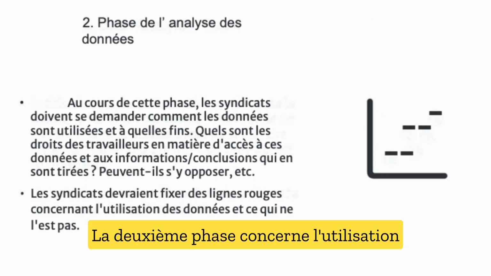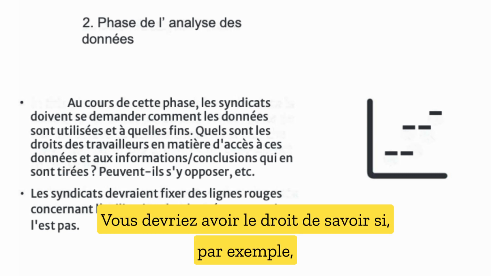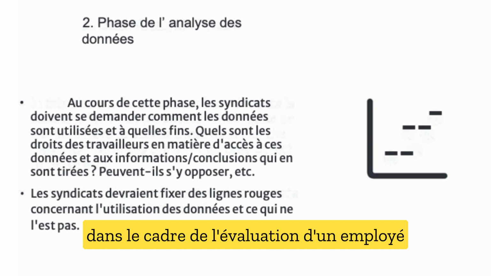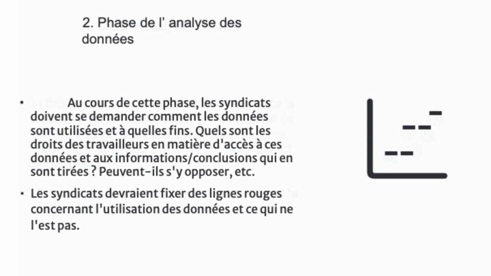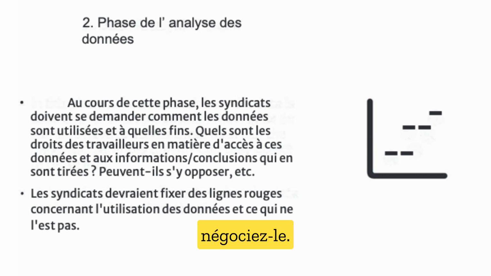Phase 2 has to do with what the employer then uses this data for. You should have the right to know whether, for example, location or social media data are used in an employee evaluation. If you don't have the explicit right to know, negotiate it.